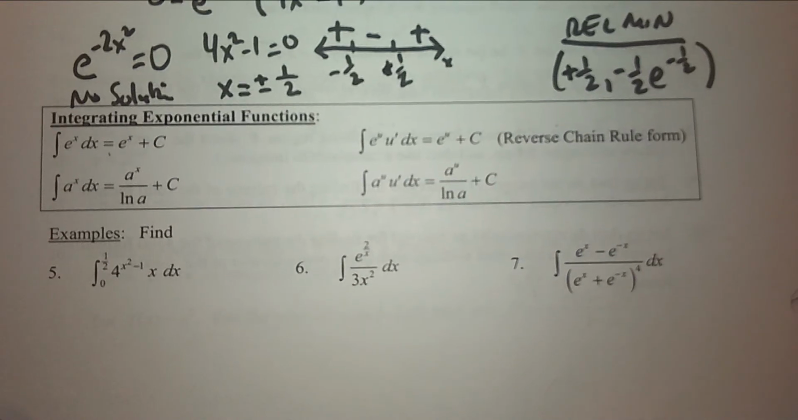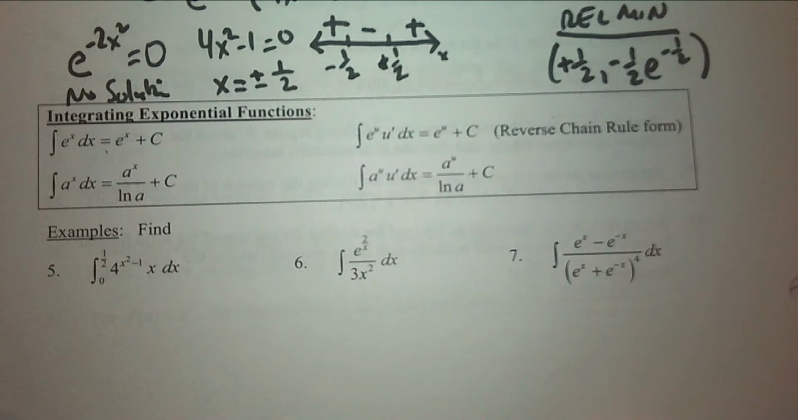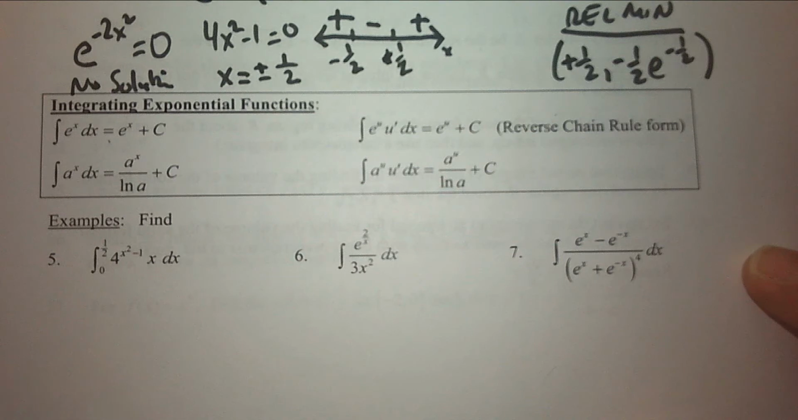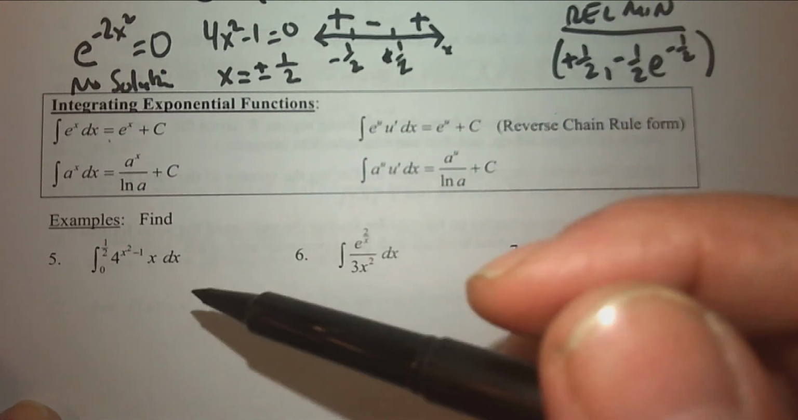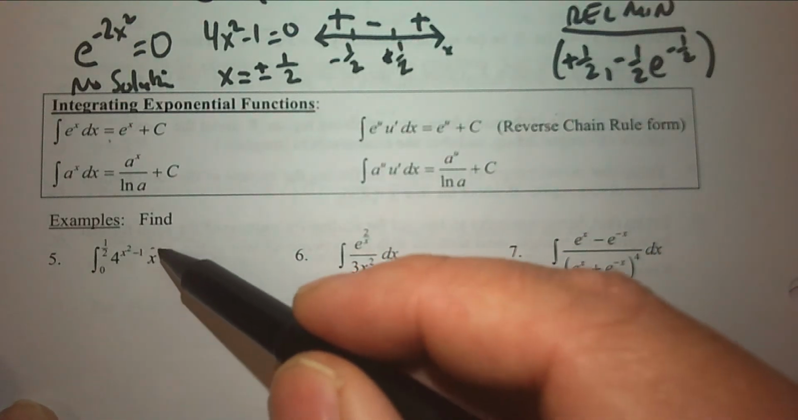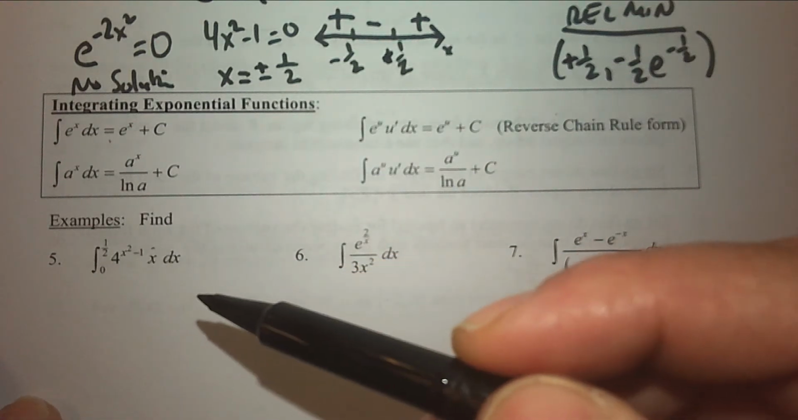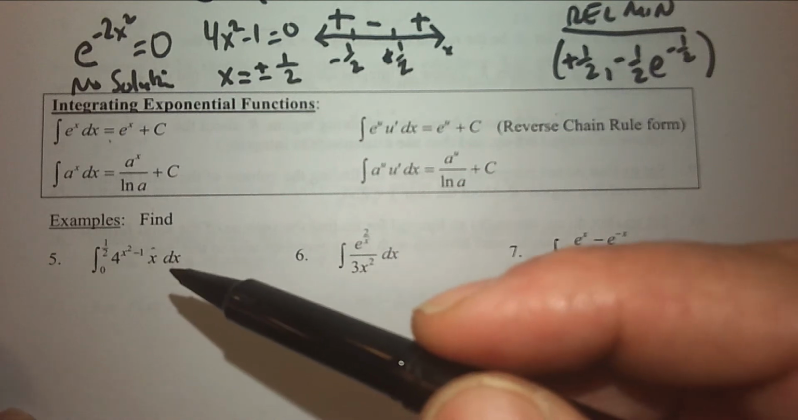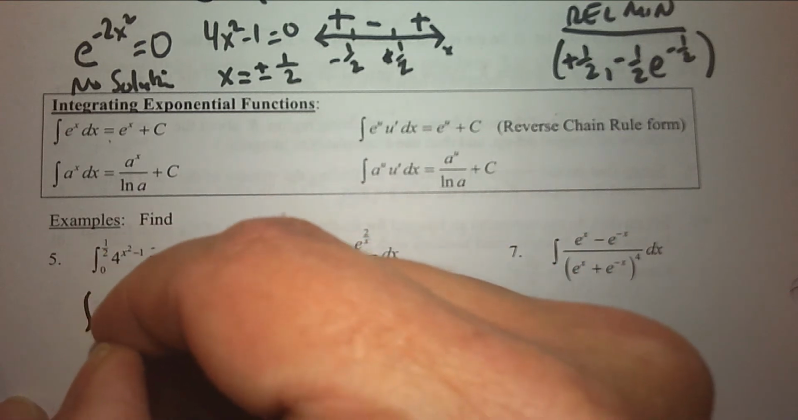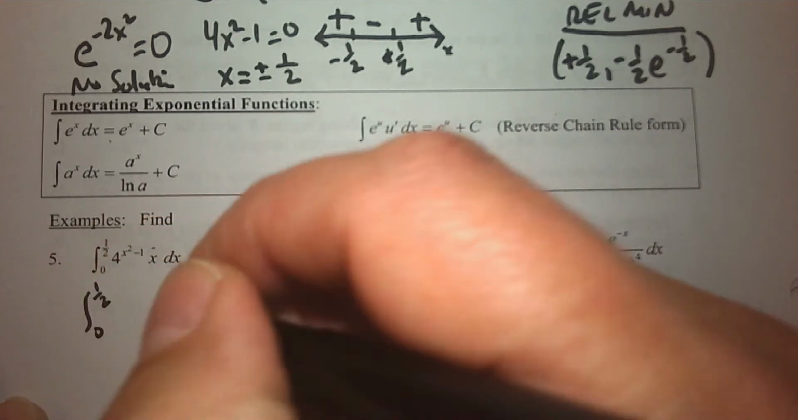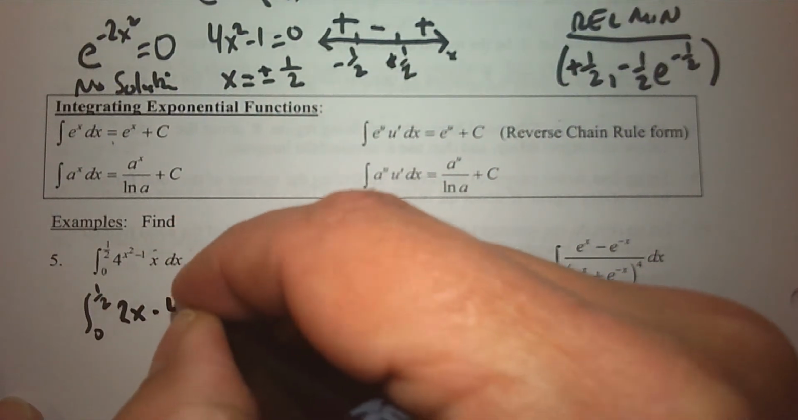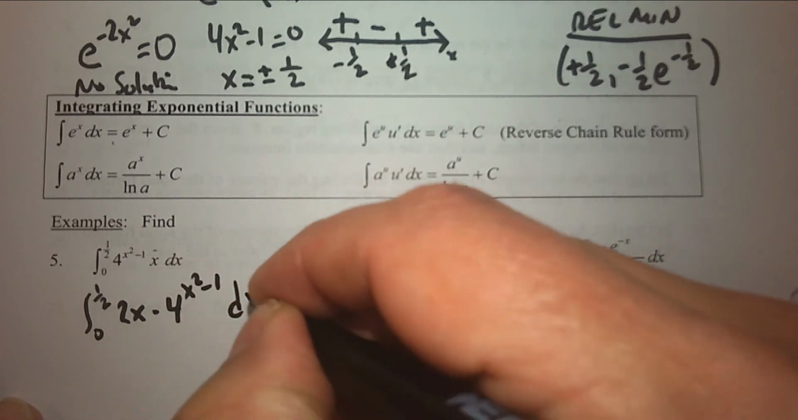All right, let's look at number 5. What's the base? 4. Oh, you know what's kind of sneaky? What's over here beside it? X. It's kind of sneaky, right? What's the derivative of x squared minus 1? So what I want for the anti-chain rule is 2x times 4 to the x squared minus 1.